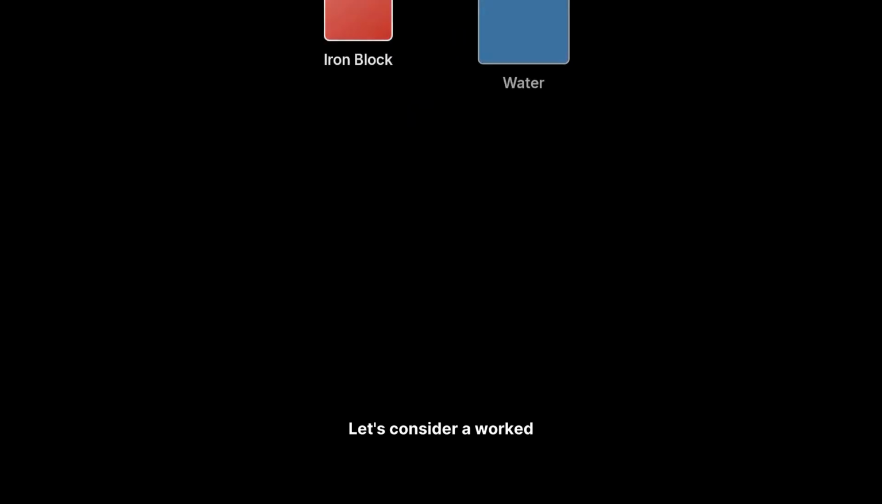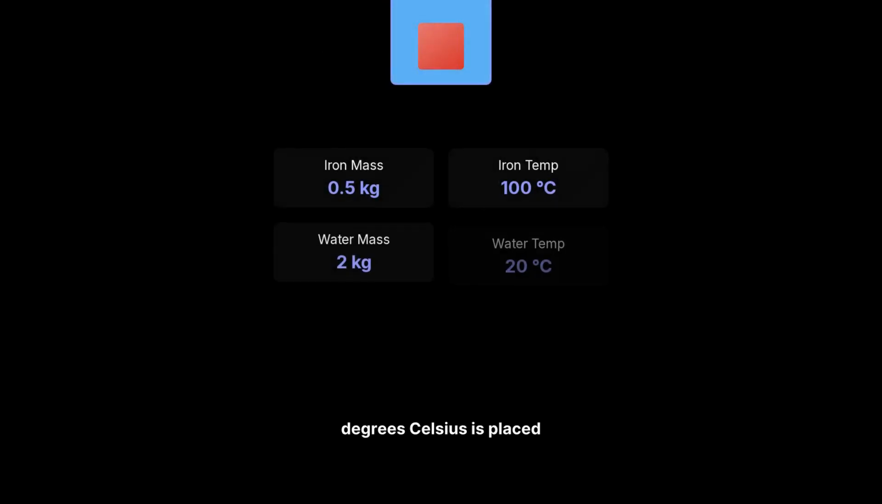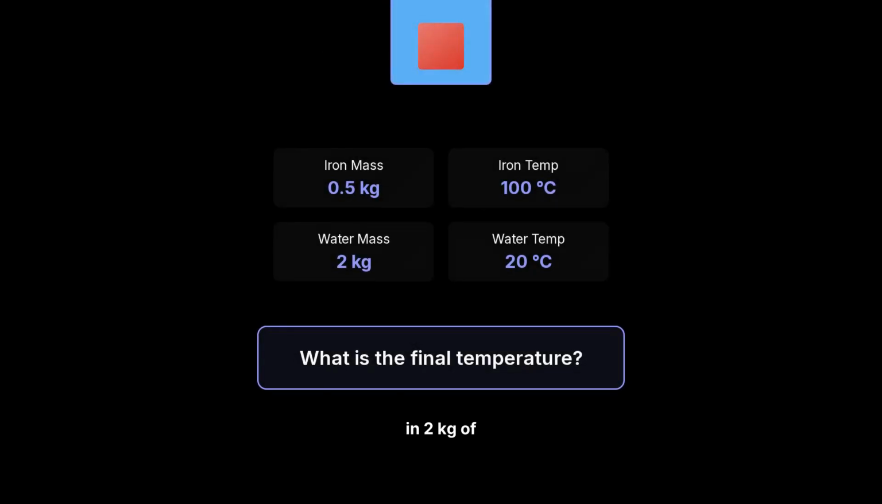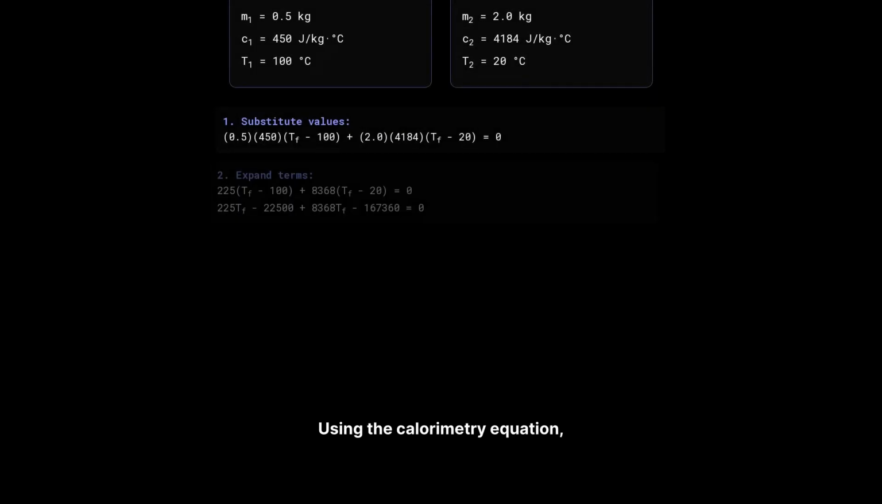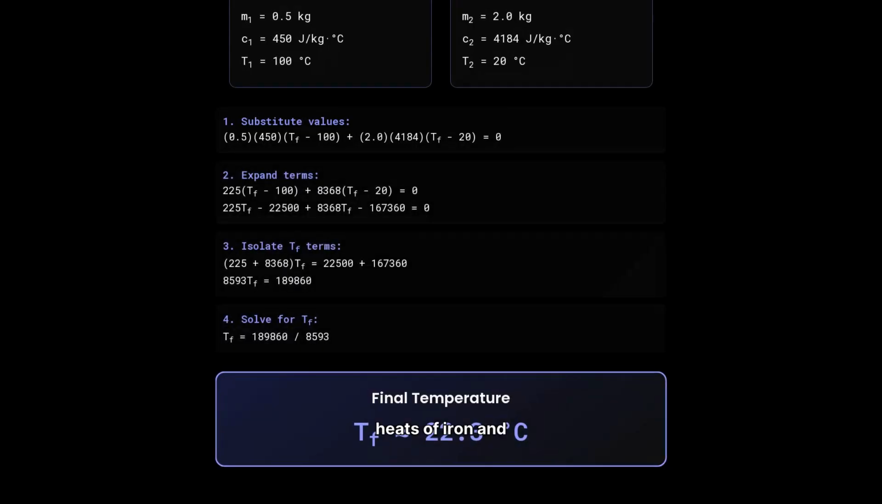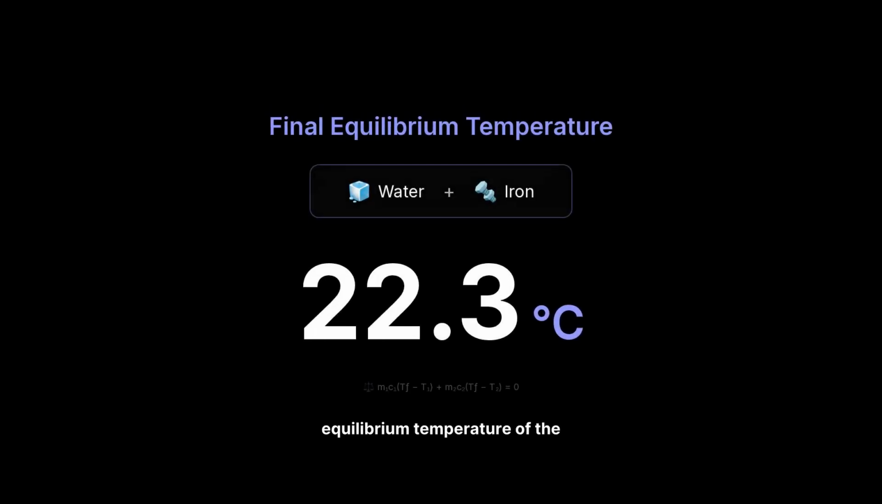Let's consider a worked example. A 0.5 kilogram iron block at 100 degrees Celsius is placed in 2 kilograms of water at 20 degrees Celsius. What is the final temperature? Using the calorimetry equation and knowing the specific heats of iron and water, we can solve for the final temperature, Tf. After calculation, the final equilibrium temperature of the system is approximately 22.3 degrees Celsius.